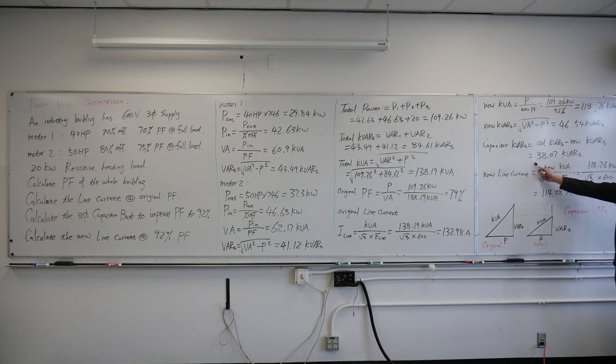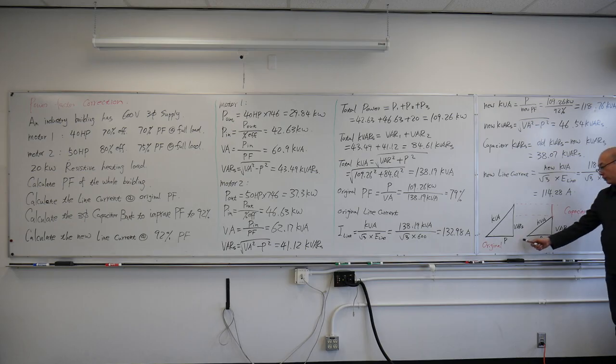So we did the calculation. Capacitor will have 38.07 kVArs leading. Look at this picture down here. Here our power wasn't changing from the original, but the total circuit VARs changed because we added the capacitive VARs to reduce the lagging VARs.